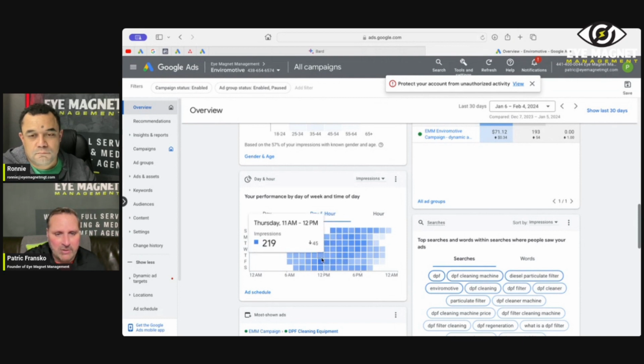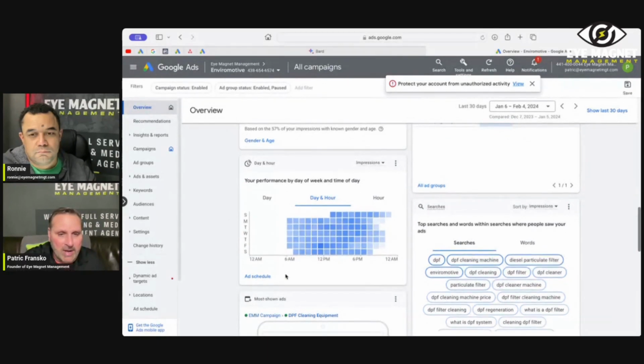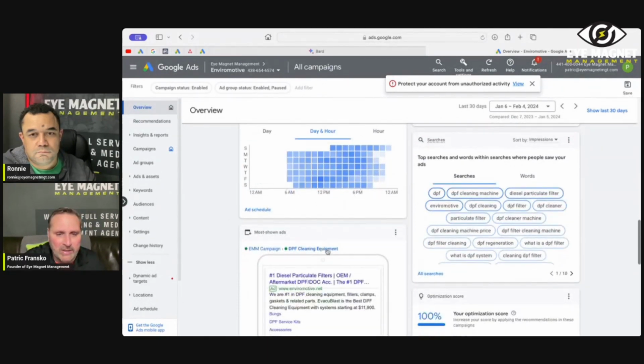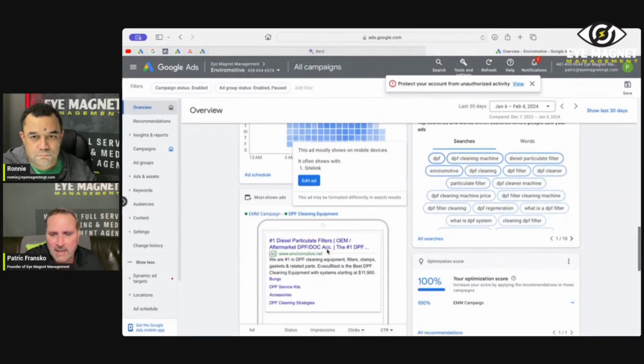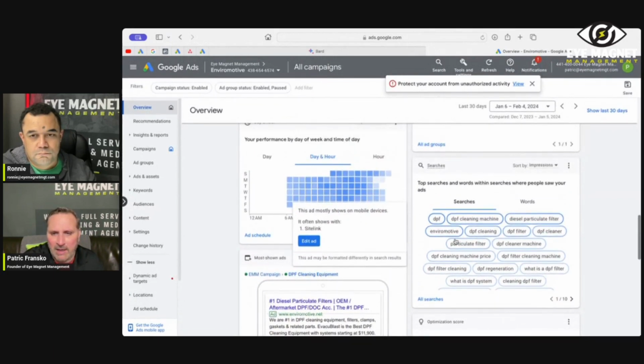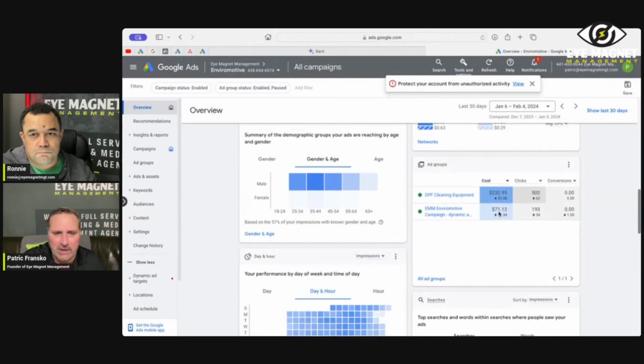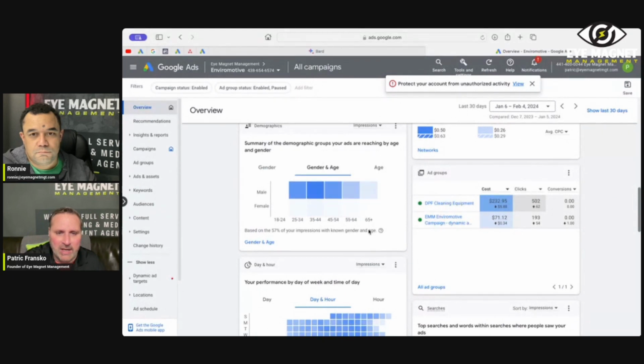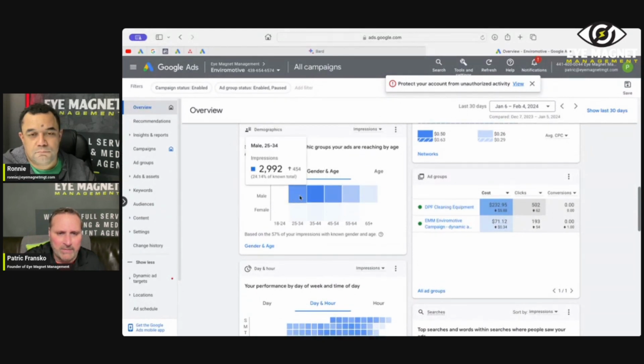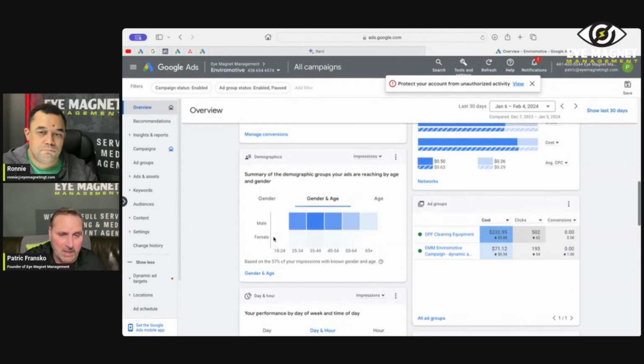Or you could look at this, if your heat map is much more differentiated, and you may decide you really want to run your ads at certain times of the day. Maybe you only want to run your ads 4 hours of the day because that's where all the heat's coming from. Essentially, this will tell you the gender and age of the people that are visiting, as far as that goes. This is the impressions.